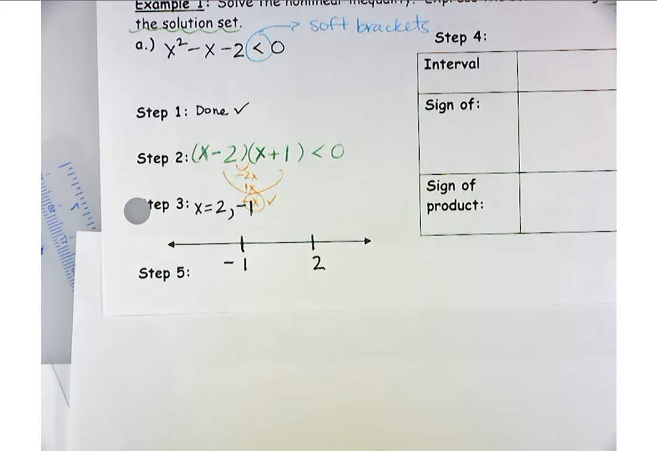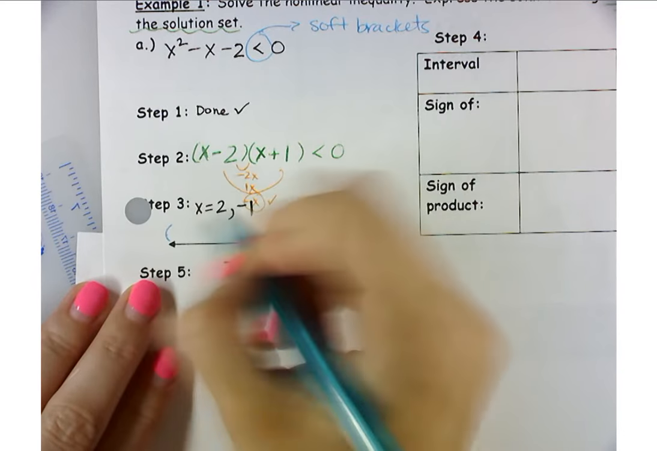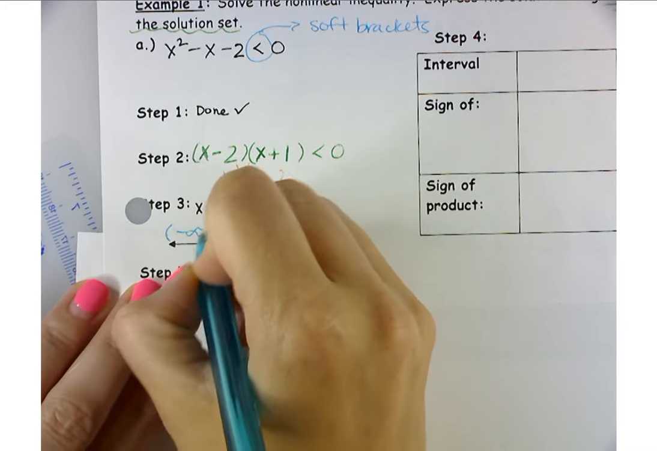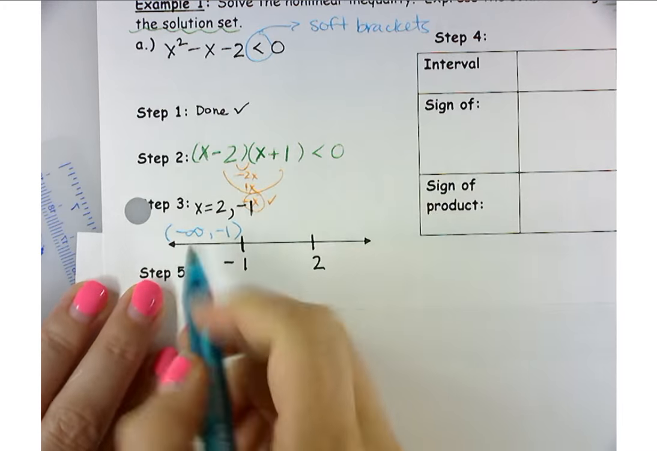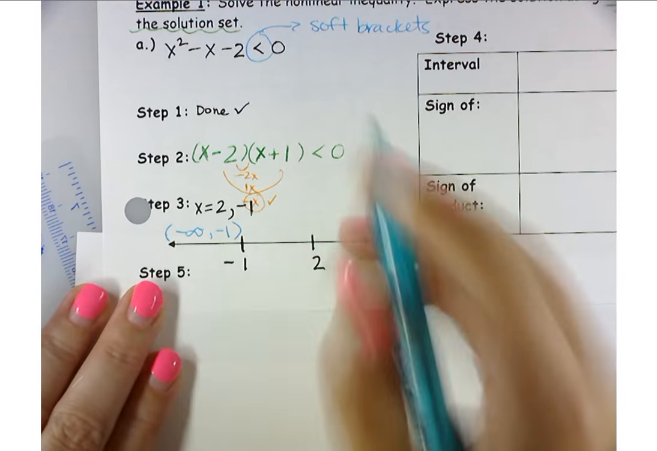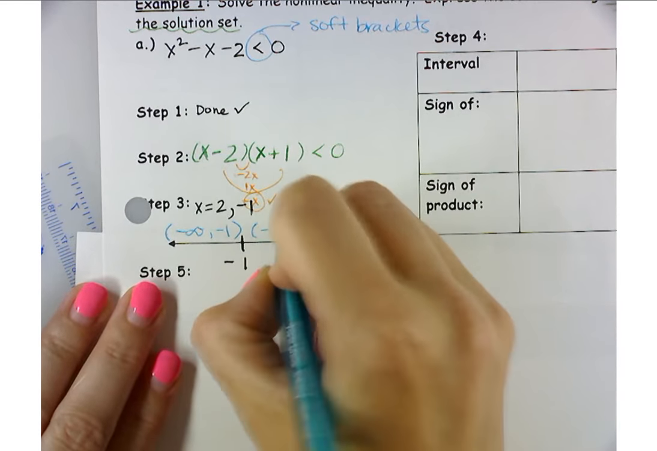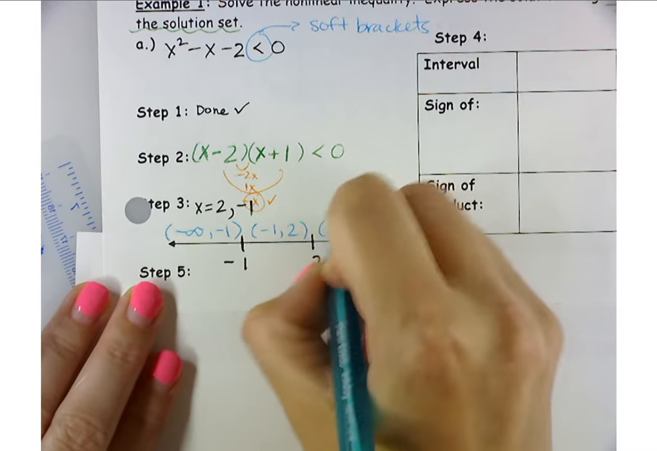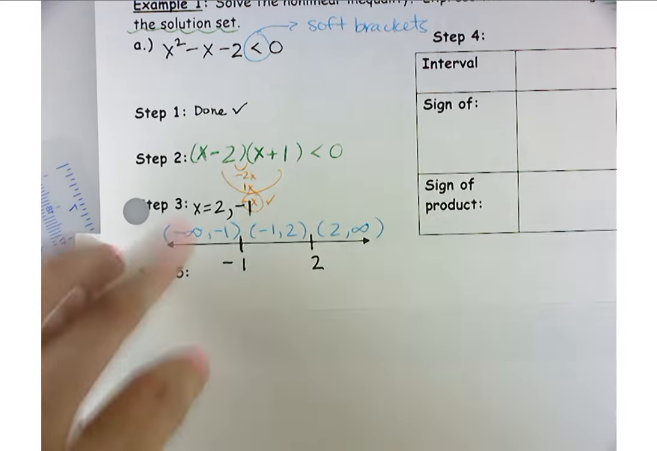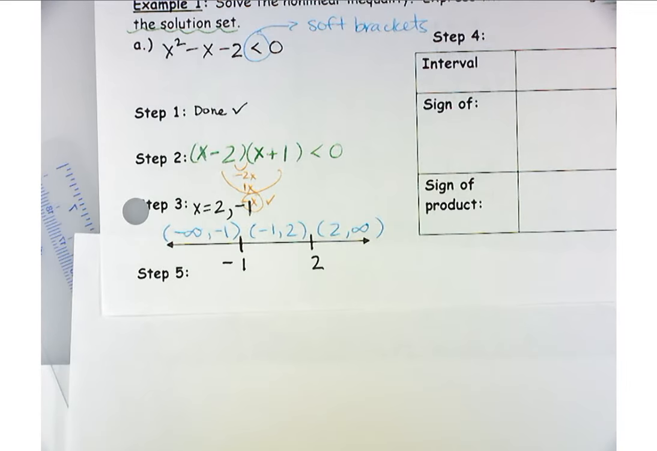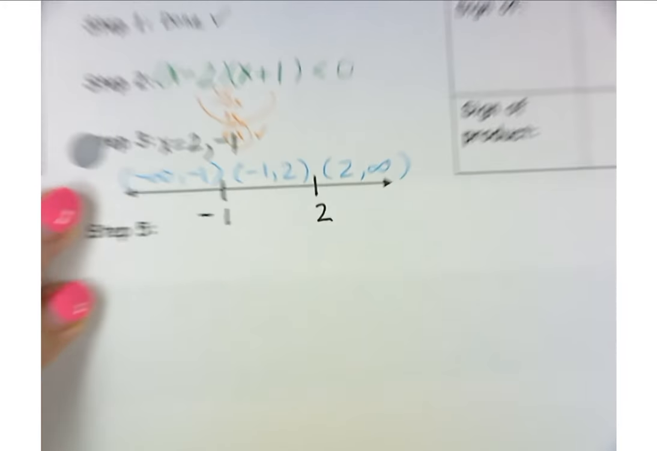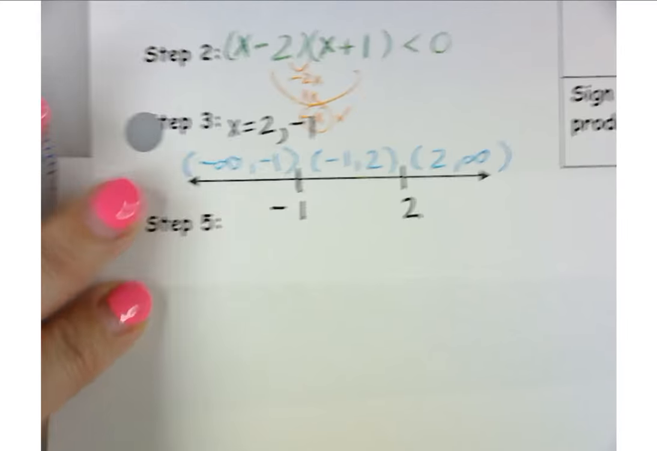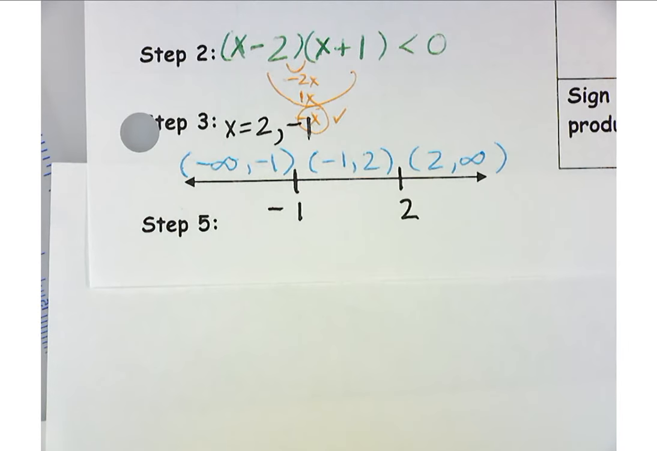Okay, then we can set up our intervals. My first interval will be -infinity to -1. That covers this part of the number line. The next portion would be -1 to 2. The last portion is going to be 2 to infinity. And then we're going to take those values and write them in our diagram.